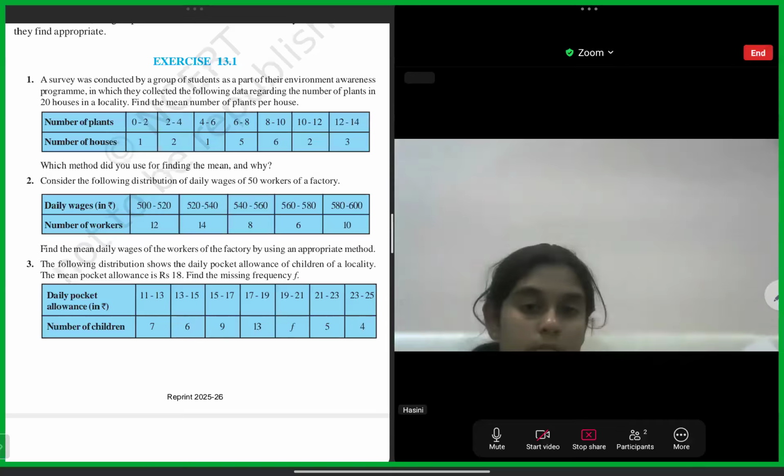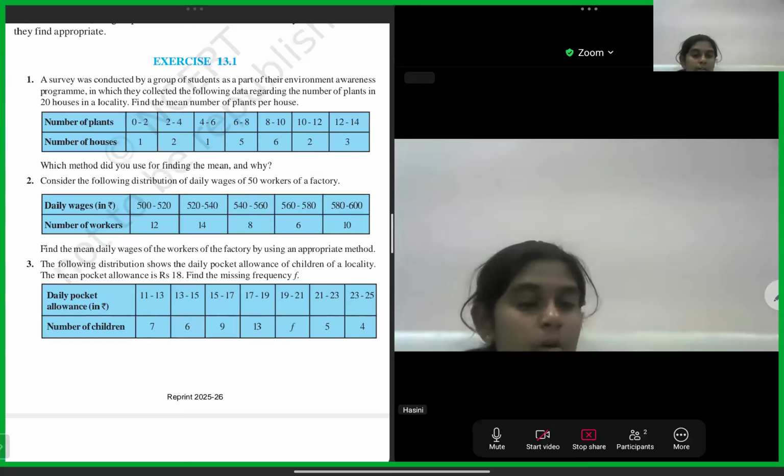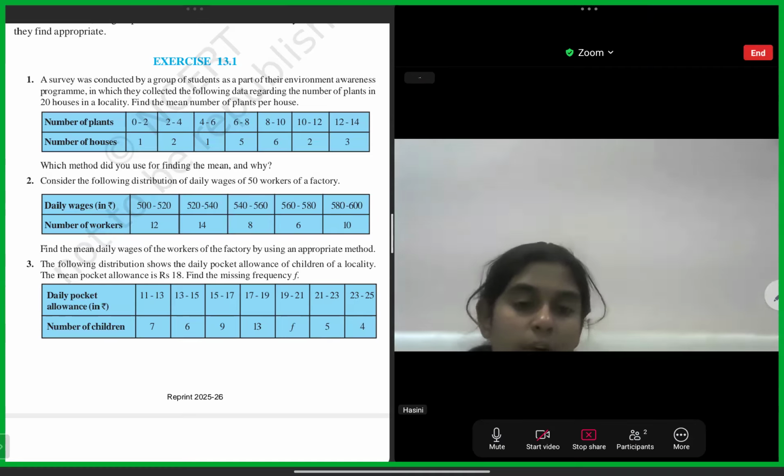I will read the second question, Hasni. Consider the following distribution of daily wages of 50 workers of a factory. Daily wages in rupees, 500 to 520, number of workers 12. Yes, Hasni, you can read it, Hasni.